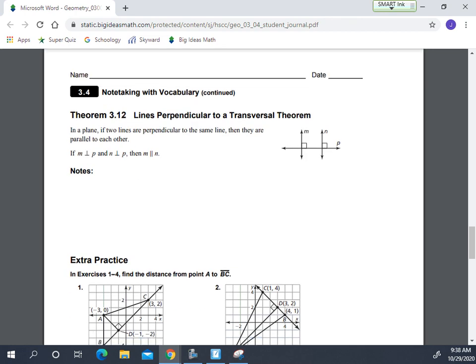Theorem 3.12, and then I'll move on to something a little different. If two lines are perpendicular to the same line, then they're parallel to each other. Again, these two angles are corresponding, and they're equal, they're both 90 degrees. These have to be parallel.